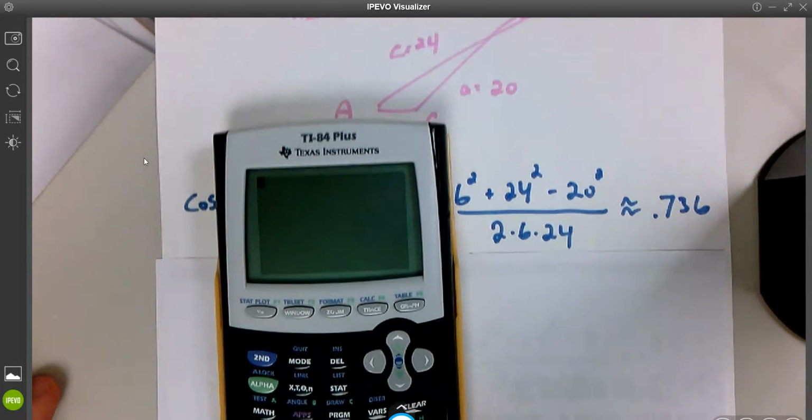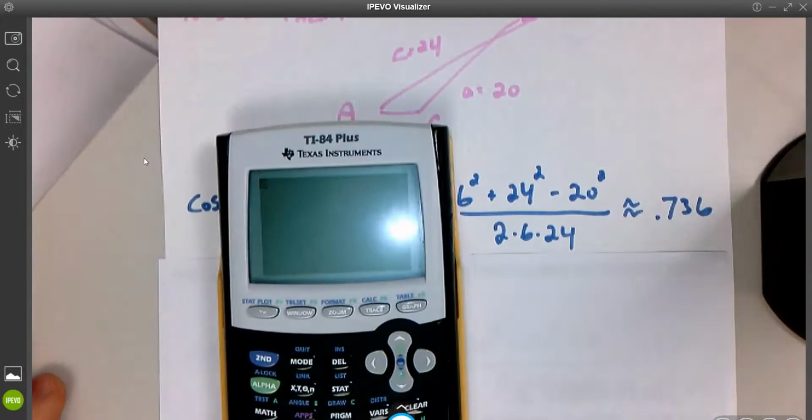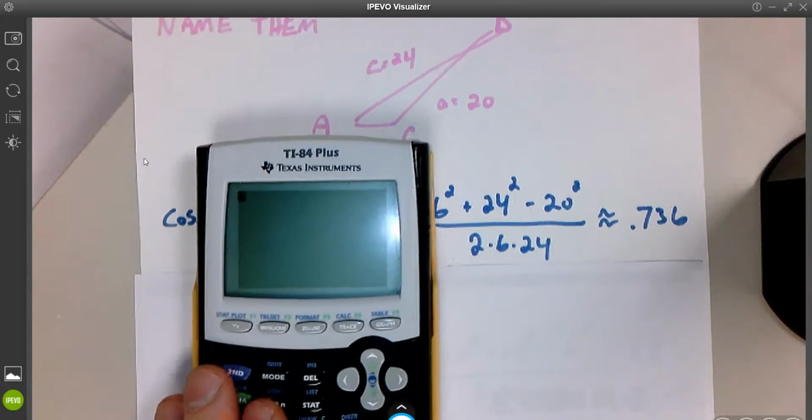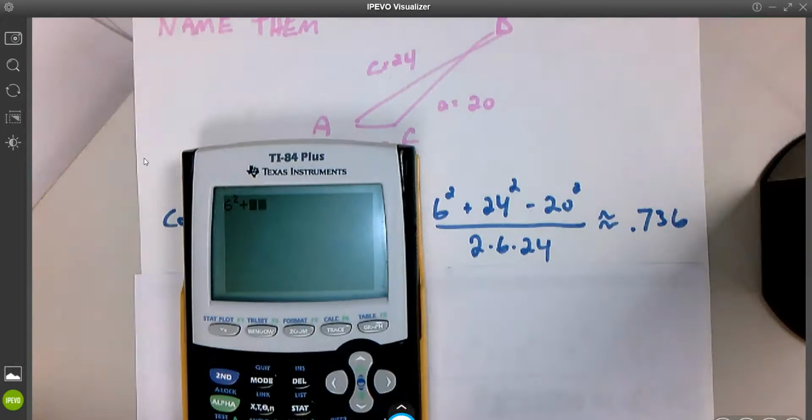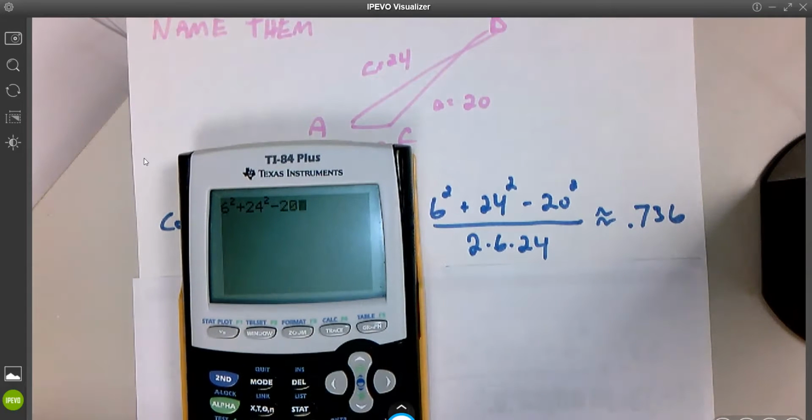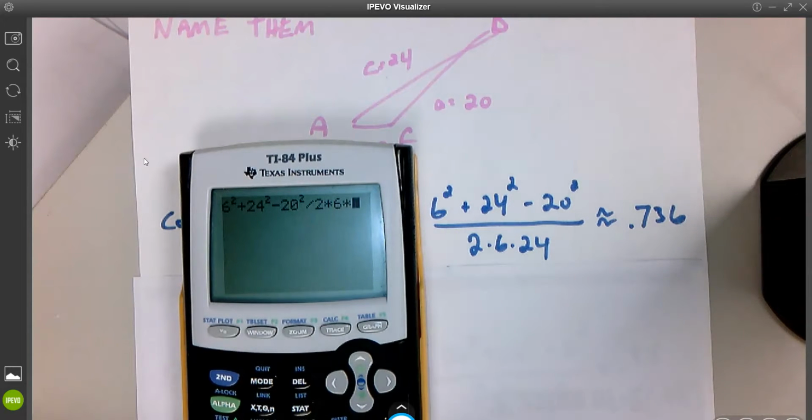Hitting buttons. Let's see it. So I want to do 6 squared plus 24 squared minus 20 squared divided by 2 times 6 times 24. All right? That's what it says. What? I did not get what I expected. Why not? Well, I didn't keep my numerator and denominator separate.